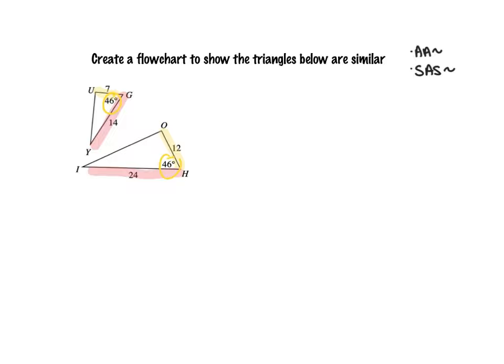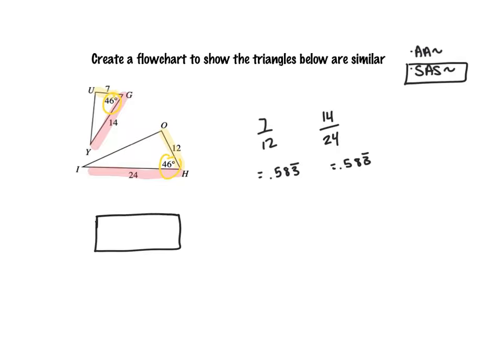So I need to check those ratios. I need to check 7 compared to 12 and 14 compared to 24 to see if they're the same. So I checked 7 over 12 and I turned it to a decimal and I got 0.583. And then when I check 14 over 24, I get that same decimal. So I know that those sides are proportional. I have the angle in between that is congruent. So I know that I can use the side-angle-side similarity theorem. So now I just need to show that the triangles are similar.